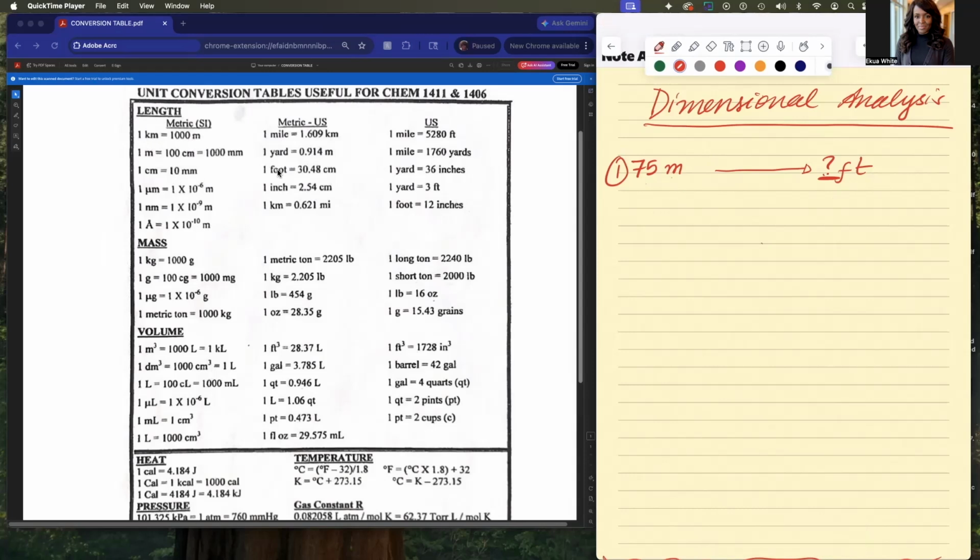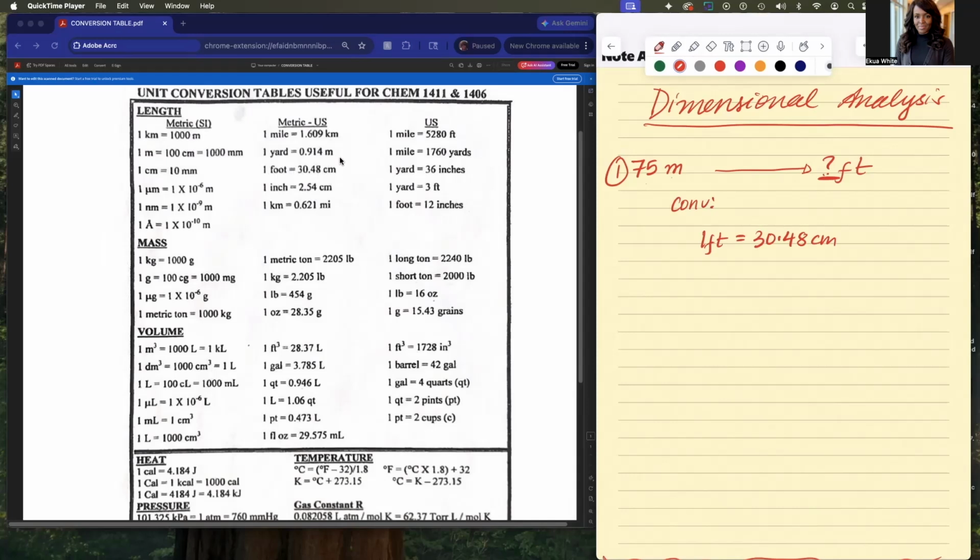I see feet with centimeters. I see feet with yards, feet with inches, and feet with miles. Once again, I don't see meters with feet. With that being the case, let me go ahead and select the 1 foot equals 30.48 centimeters. So I'm going to write that here. My conversion factor selected will be 1 foot equals 30.48 centimeters, okay?